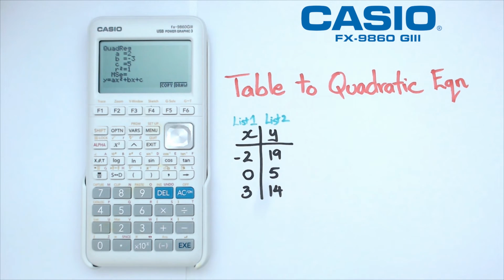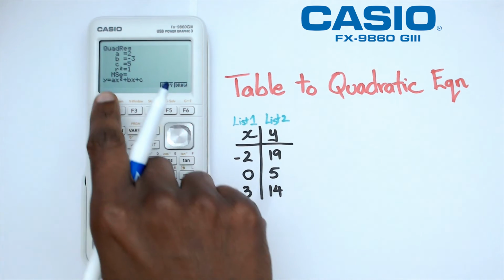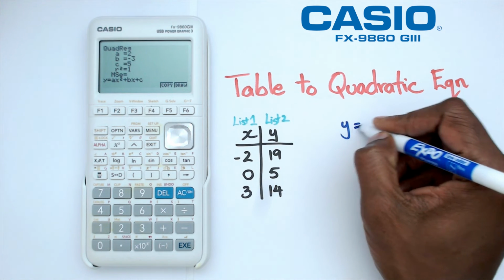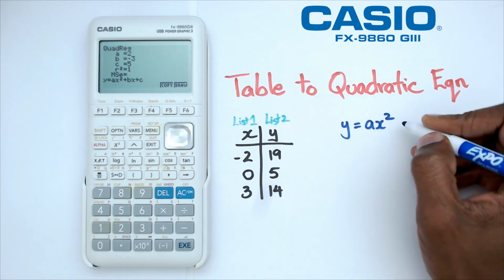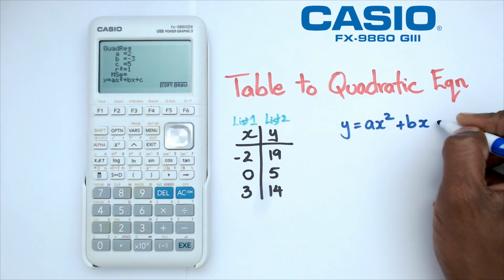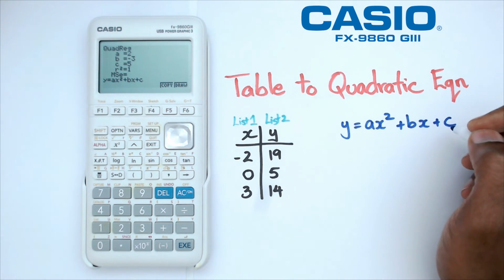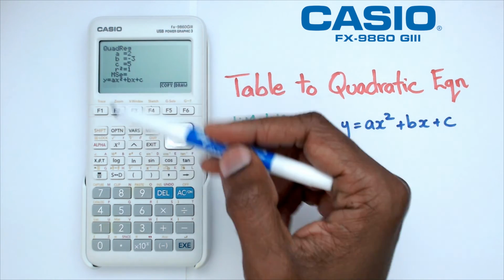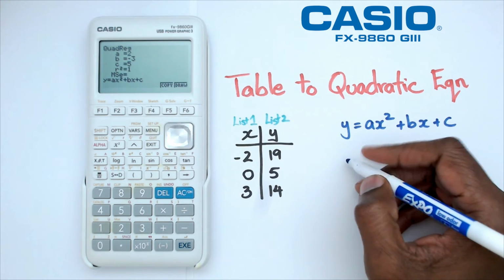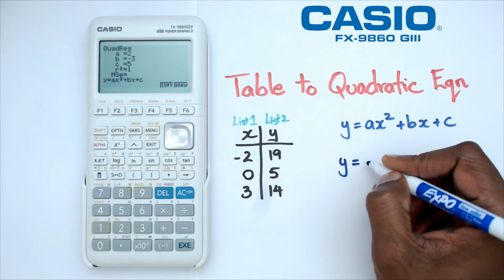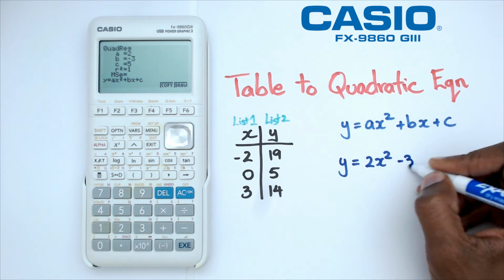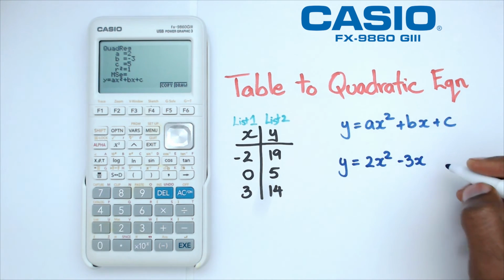Now, if for some reason you forget what the form of a quadratic equation is, you can have a look at it here. So here we're going to write down y = ax² + bx + c. If we look at the values, a is 2, b is -3, and c is 5. So I'm going to rewrite this as y = 2x² - 3x + 5.